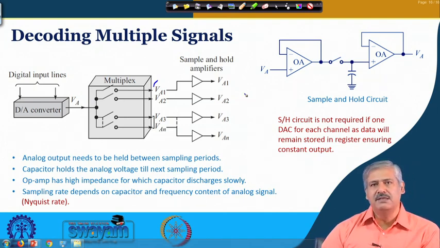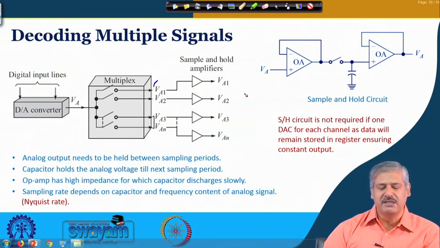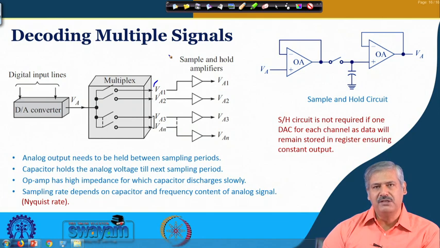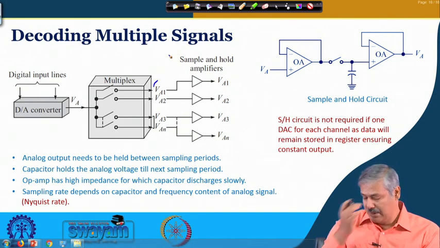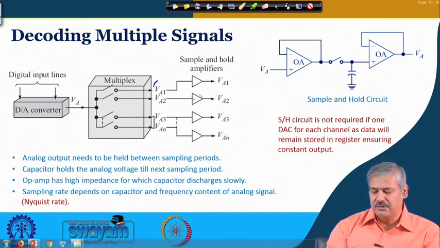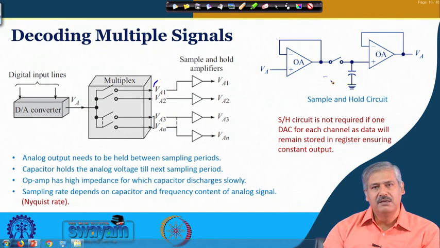This is the necessity of having a sample and hold circuit if you are trying to decode multiple digital input signals using one DAC. Is it clear? And for that, what do we use at the output? This is the buffer, right. After that you are putting an op amp, and this is a capacitor. So, this is a sample and hold circuit.